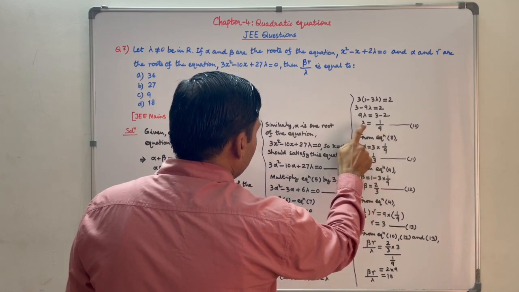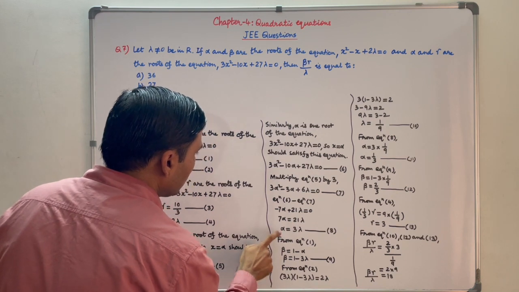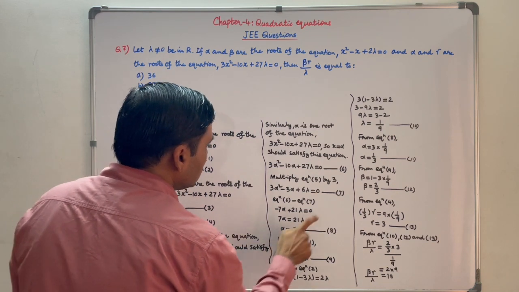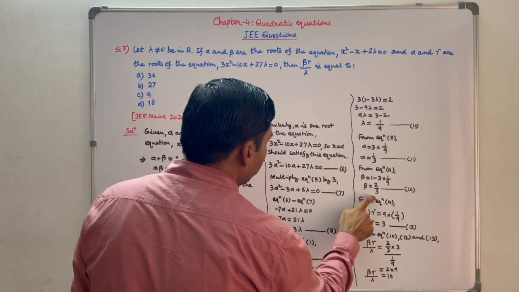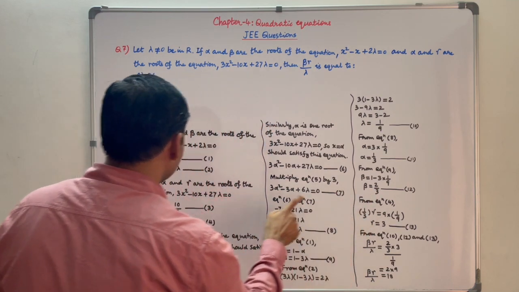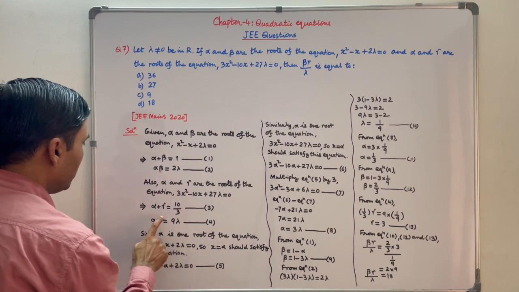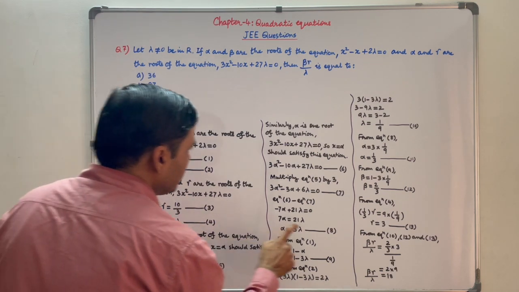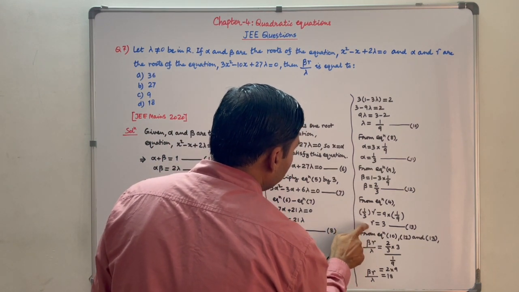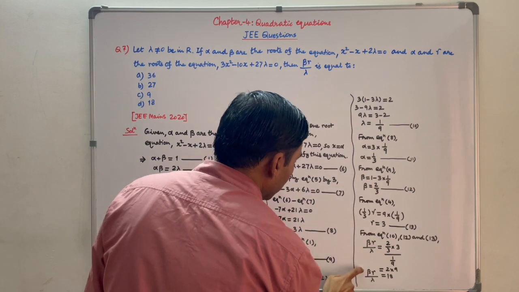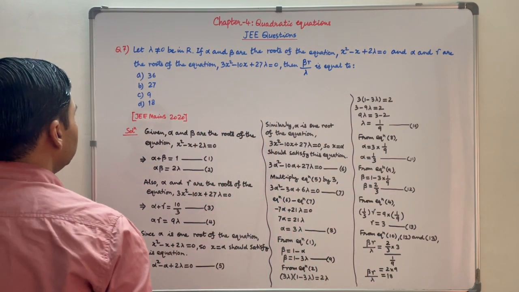Now put the value of lambda in equations 8 and 9 to get the values of alpha and beta. So α = 1/3 and β = 2/3. Now from equation 4, put the values of alpha and lambda to get the value of gamma. So γ = 3. Now we have got the values of beta, gamma and lambda. So βγ/λ is equal to 18. So option D is correct.